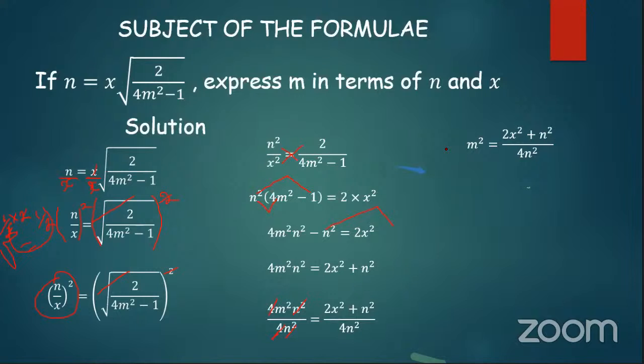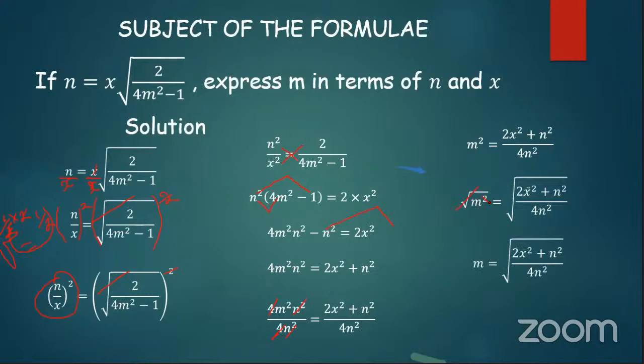So that would mean square root of m squared is equal to square root of 2x squared plus n squared divided by 4n squared. So here the root sign will die with the square. So we shall remain with m, and it is equal to root of 2x squared plus n squared over 4n squared. Have we reached our final answer? Yes.